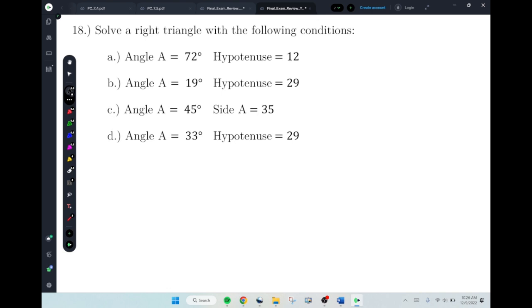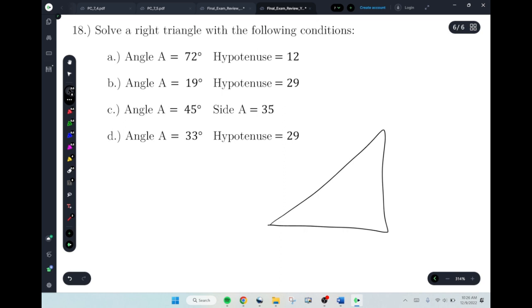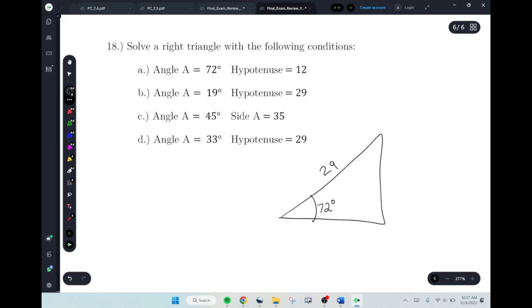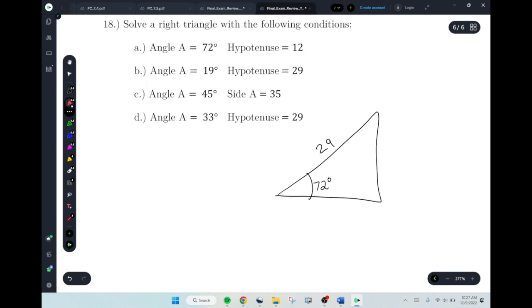Solve a right triangle with the following conditions. Boom, boom, boom. Why are we doing this? You know how to do this. Call an angle. Which one do you want to do? You pick. I don't mind. Don't do the 45 because that one's done. So 72. Hypotenuse of 29. All right, low key, most of this is already done for us. Are we doing A? What do we know? There are 6 things we've got to find.